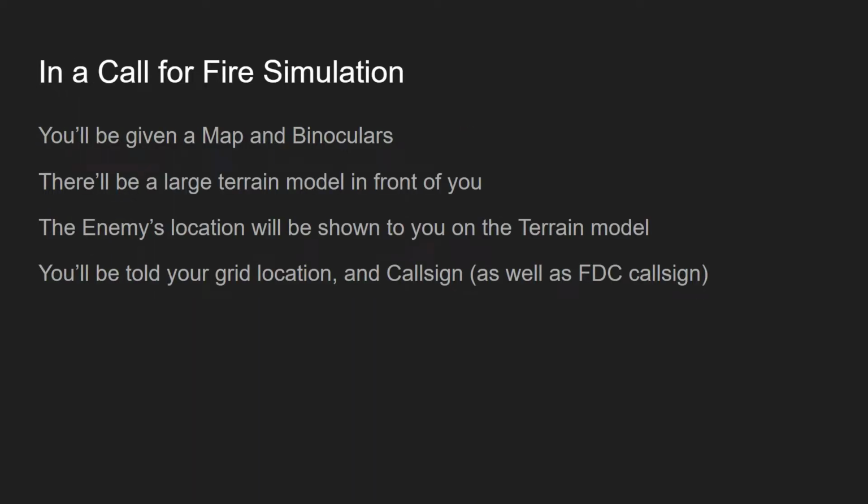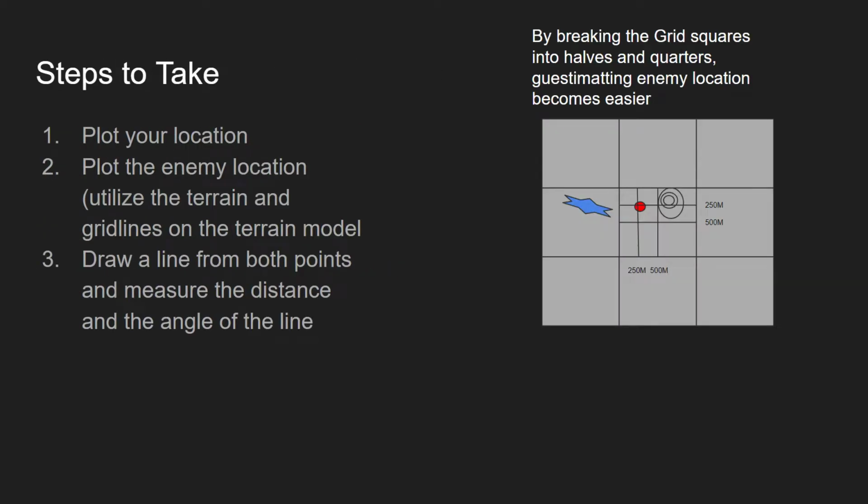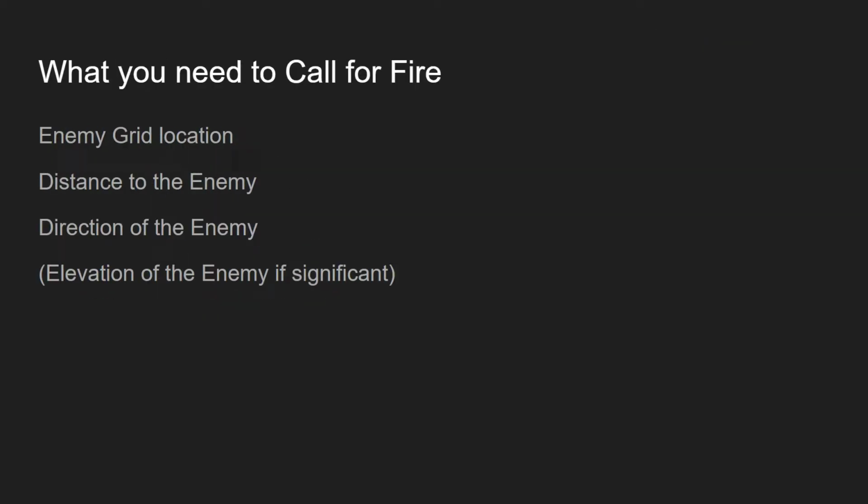In a lot of training environments, the way this task is evaluated is using a large terrain model that's in front of the observer. The grader will show the observer where the enemy location on the terrain model is and then give the observer their grid coordinates. Prior to calling for fire using grid location, the observer needs the following information: the grid of the enemy, the distance of the enemy, the direction to the enemy, and the elevation of the enemy if it is significant.